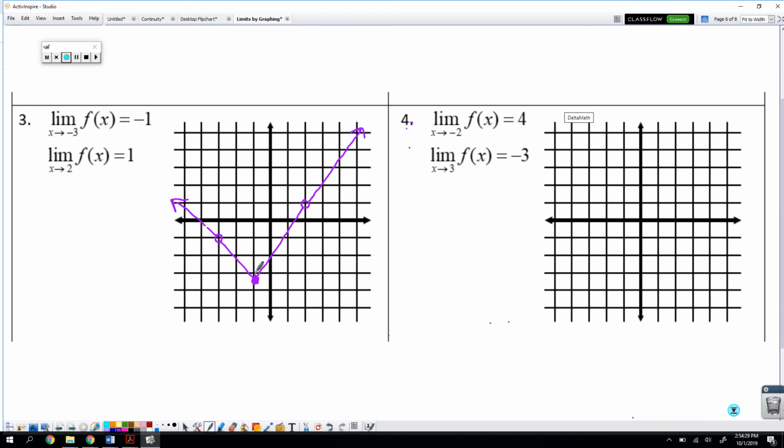Okay. And I could close one of those holes if I want to. I could put a closed dot right here. And I could never close that one over there at all if I don't want to. So I'm going to pause and see what you can do for number 4 because we have a lot of different options.